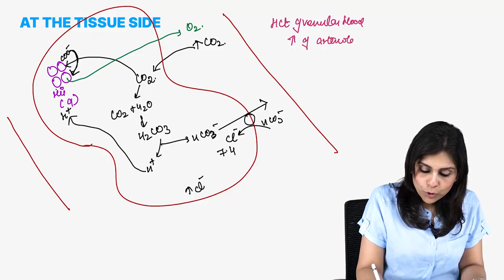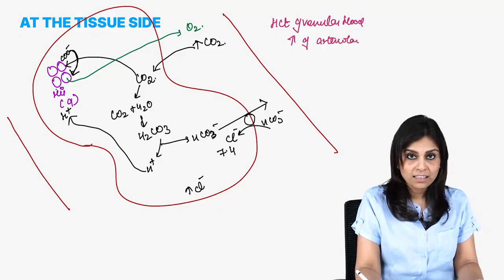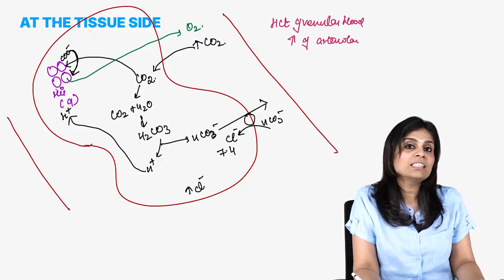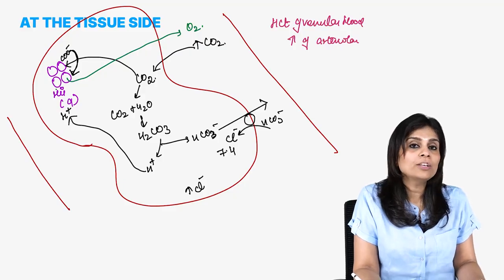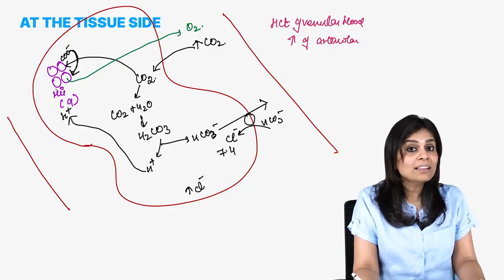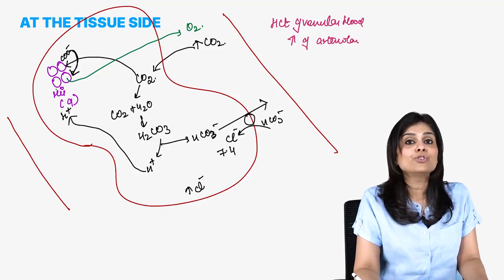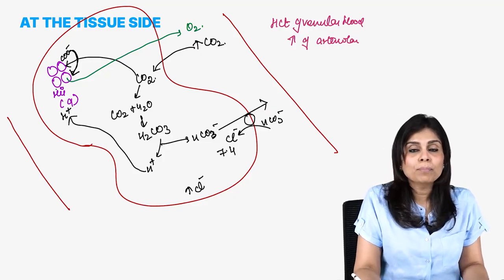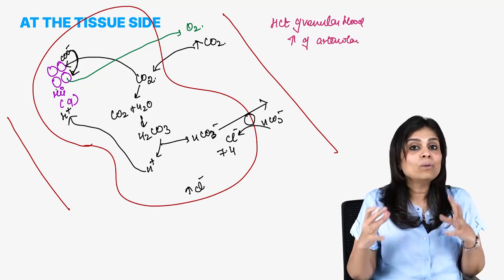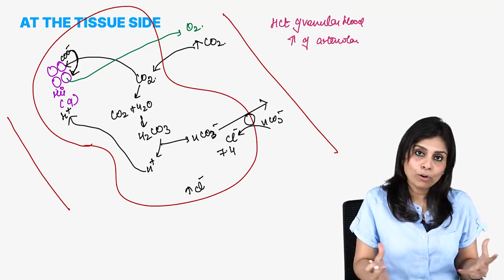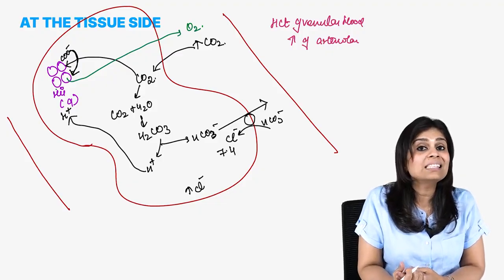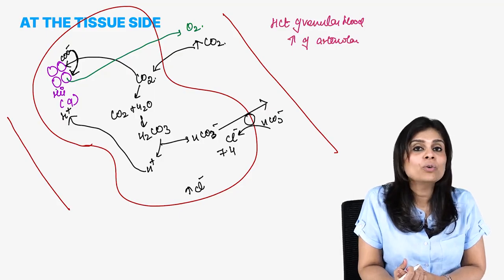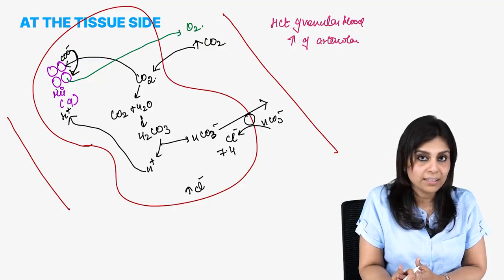And this was asked once in INI CET. They asked, all of the following statements are true except. One statement was hematocrit of venular blood is more than that of arteriolar blood, which is true. Why is it true? Because RBCs in venules swell because of chloride shift. So hematocrit, or the volume that is occupied by cells, increases. So hematocrit of venular blood is more than that of arteriolar blood.